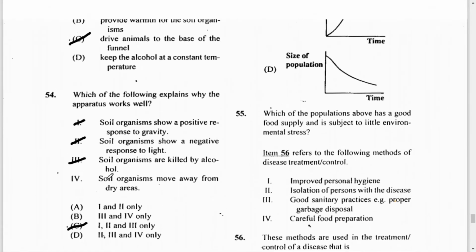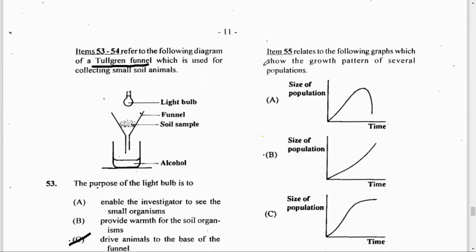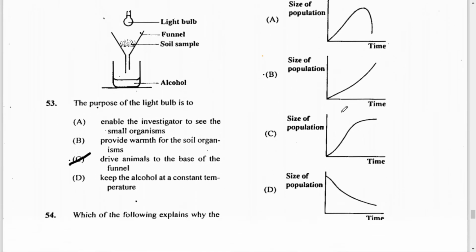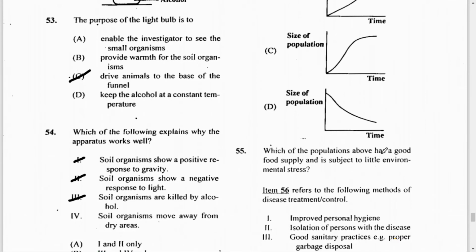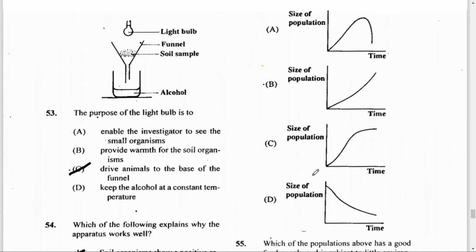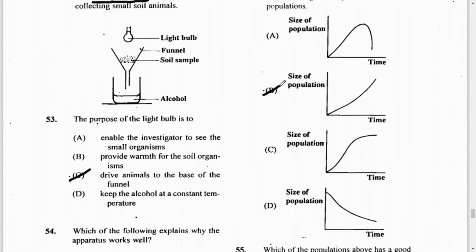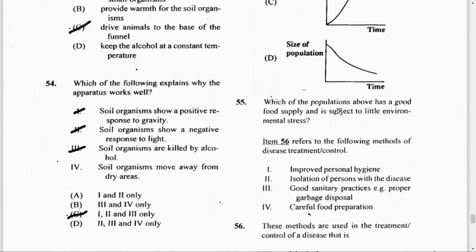Number 55. Item 55 relates to the following graph, which shows the growth pattern of several populations. Let's look at the question. Which of the populations above has a good food supply and is subject to little environmental stress? The answer here is B. That's the answer there.